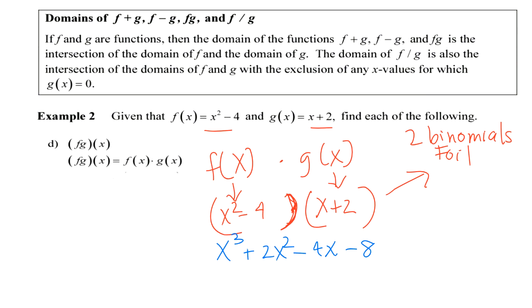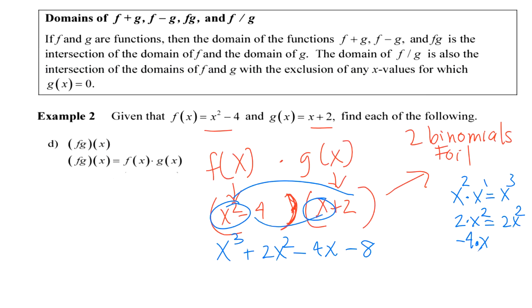So again, you just multiply the first times the first. X squared times x is x cubed. When you multiply exponents, you add them. So that's how I got x cubed. And then my outer would be 2 times x squared. So 2x squared. And then my inner negative 4 times x gives me negative 4x. And then my last negative 4 times 2 gives me negative 8.